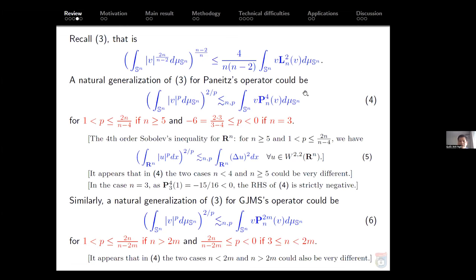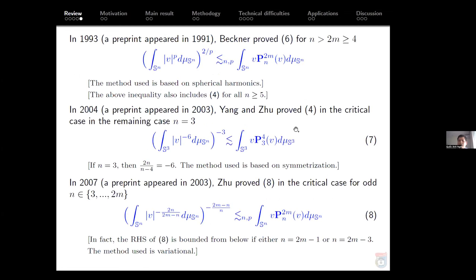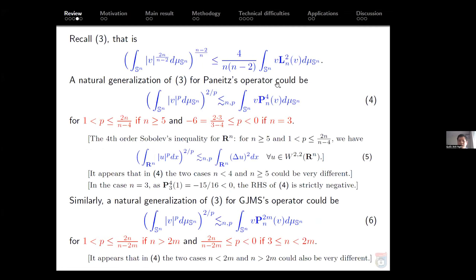The restriction for the fourth order inequality is p less than (2m minus n) over (n minus 4) if the dimension is not smaller than 5, and similar for minus 6 to 0 if the dimension is 3. So there's one big difference between inequality 4, 6, compared to inequality of 3 here.